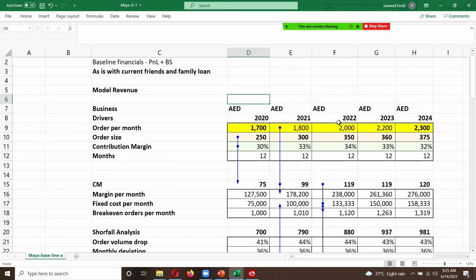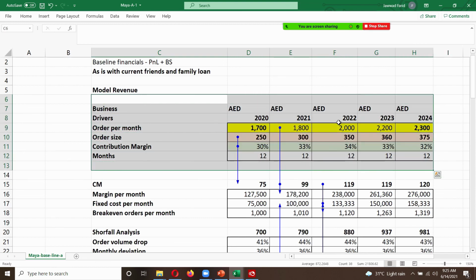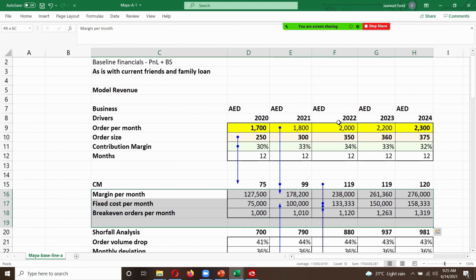This is the heart of your engine. This is where you model the business drivers. Business drivers are, in this specific case, orders per month and order size and contribution margin. You plug that in here to get a sense of how much margin. And when I say margin, this is stuff that's available for you to offset everything else.